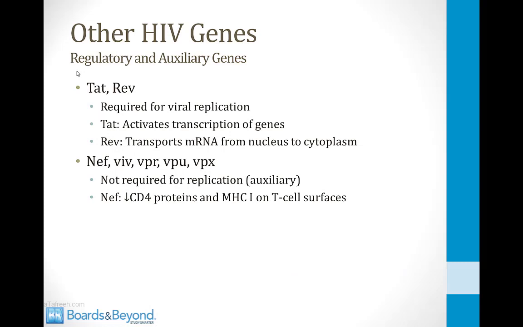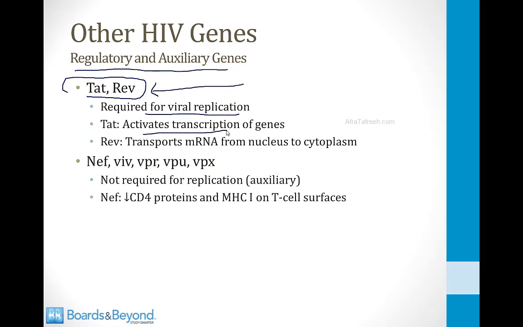Besides the three main genes, there are a number of other genes called regulatory and auxiliary genes. TAT and REV are two genes that are required for viral replication. We know this because variants of HIV that lack one of these genes do not replicate. TAT activates transcription of genes, and REV appears to be important for transporting mRNA from the nucleus to the cytoplasm. There are then a number of what's called auxiliary genes. Variants of HIV that lack one of these genes can still replicate.